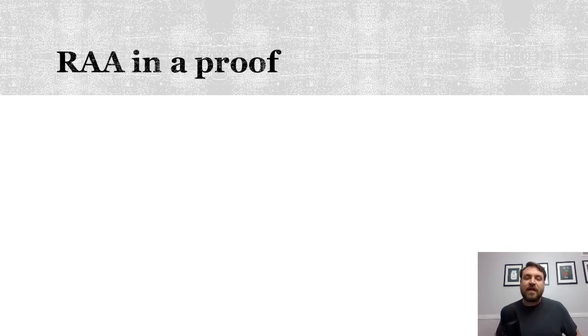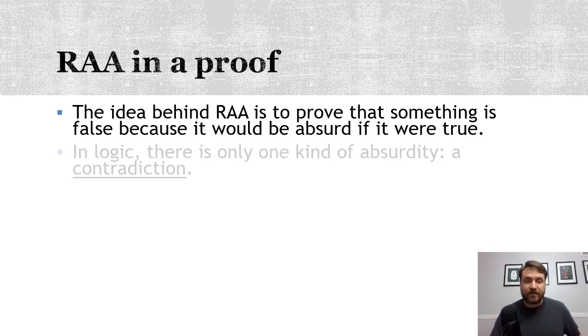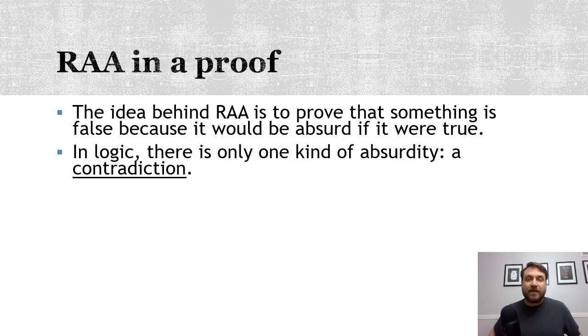Okay, so here's how it looks in one of our proofs with our format. And again, the idea behind reductio is to prove that something is false because it would be absurd if it were true. That's the whole idea behind proof by contradiction. It's a very simple idea. And in logic, there's only one kind of absurdity. It's a contradiction. And so if something is absurd, that means it must be a contradiction. That's the only kind of absurdity we really care about here in logic.